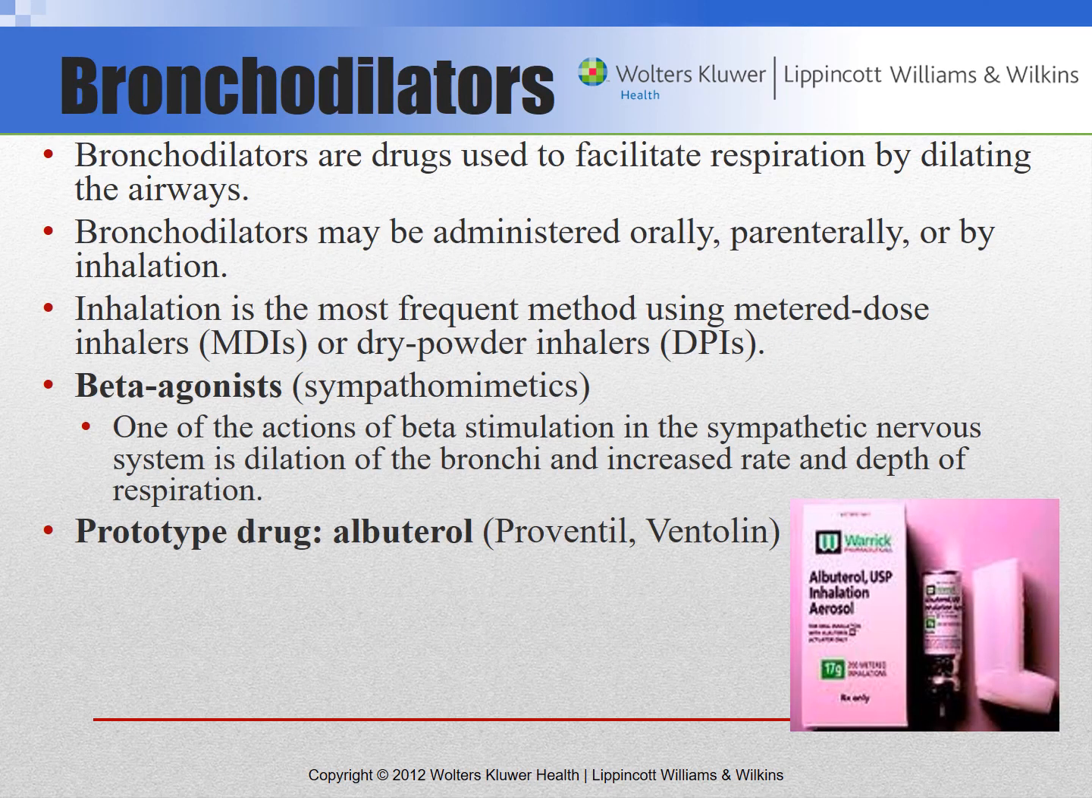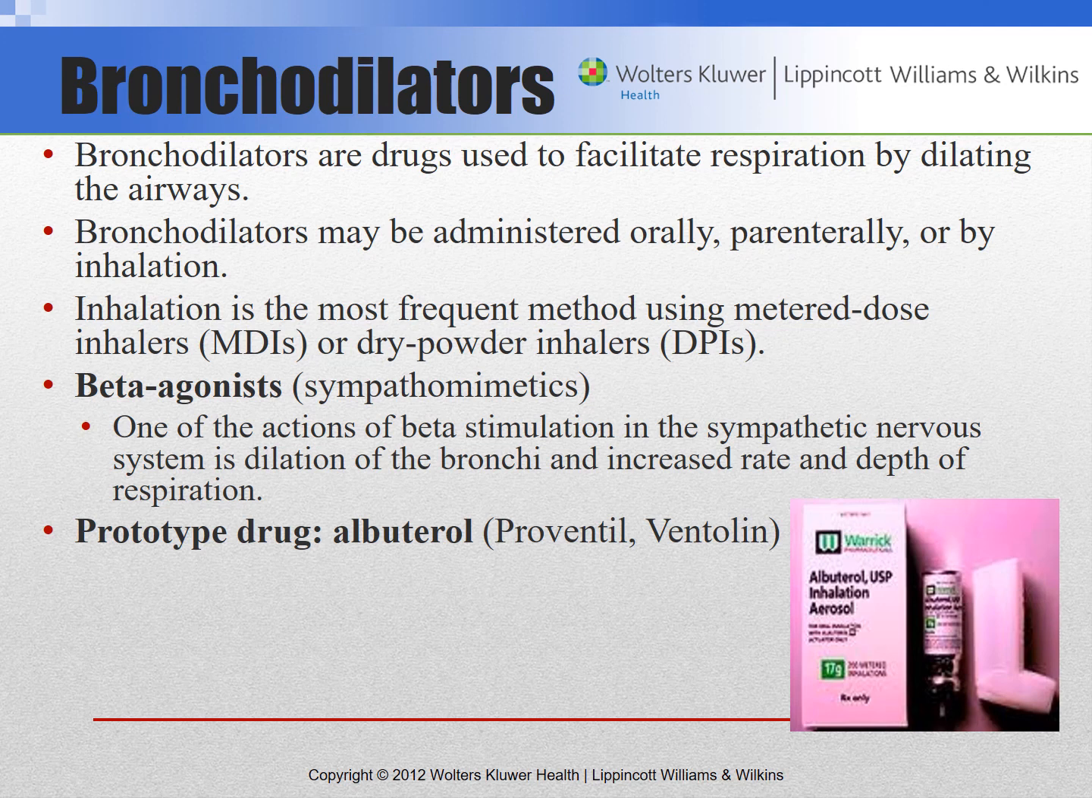All right, when we're talking about bronchodilators, they are used to facilitate respiration by dilating the airways. They can be administered orally, parenterally, or by inhalation. Inhalation is the most frequent method that we use them, either in a metered dose inhaler or a dry powder inhaler. And these particular drugs are called beta agonists because they stimulate the beta receptors. Also sympathomimetic because they mimic the sympathetic nervous system.